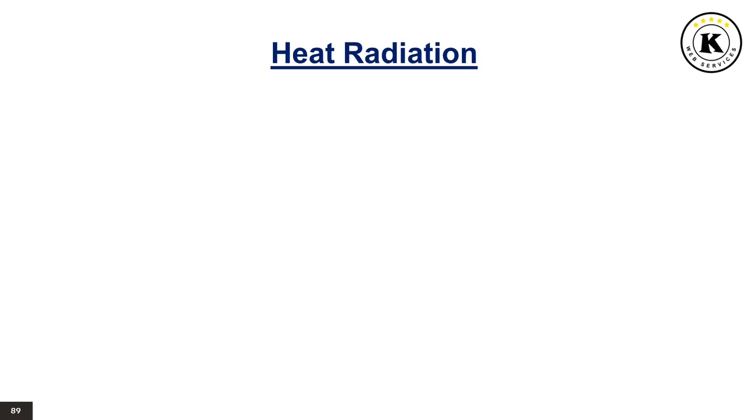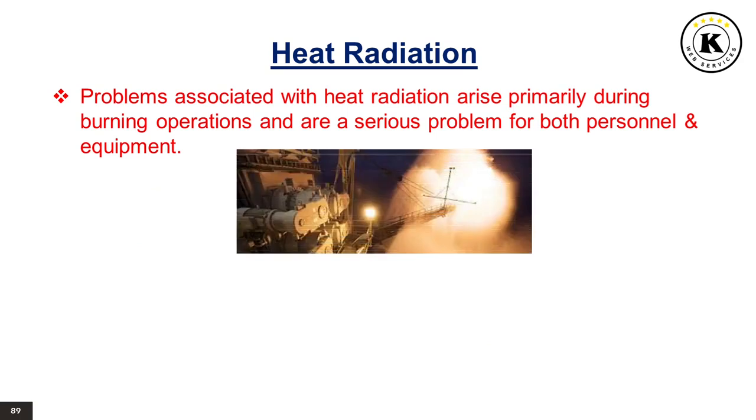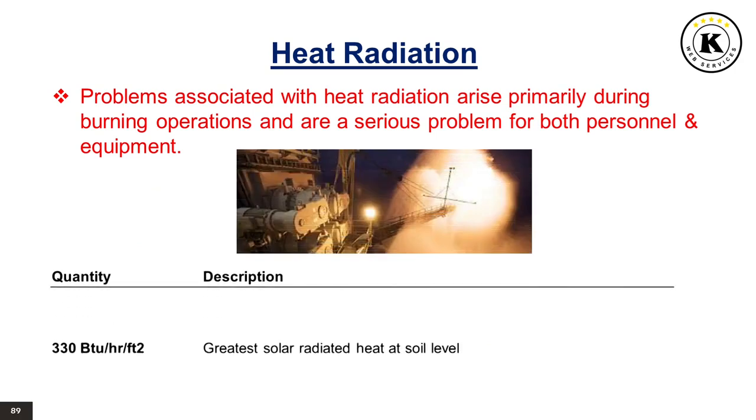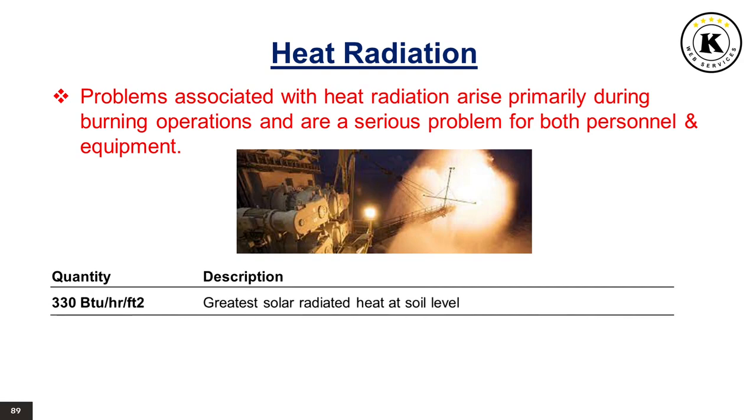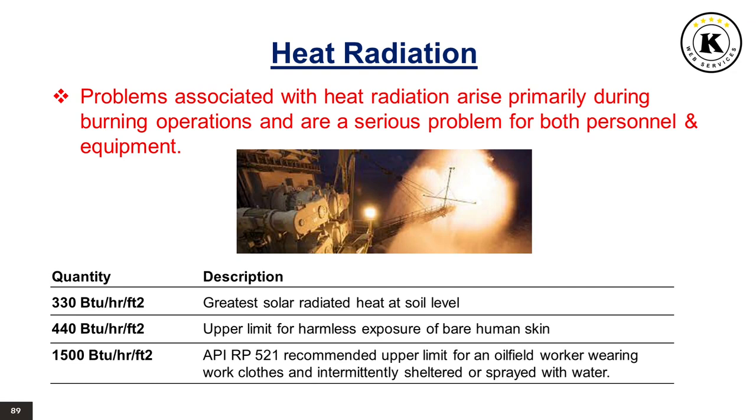Heat radiation. Problems associated with heat radiation arise primarily during burning operations and are a serious problem for both personnel and equipment. 330 British thermal units per hour per square foot is the greatest solar radiated heat at soil level. 440 British thermal units per hour per square foot is the upper limit for harmless exposure of bare human skin. 1500 British thermal units per hour per square foot is the API RP 521 recommended upper limit for an oilfield worker wearing work clothes, and intermittently sheltered or sprayed with water.